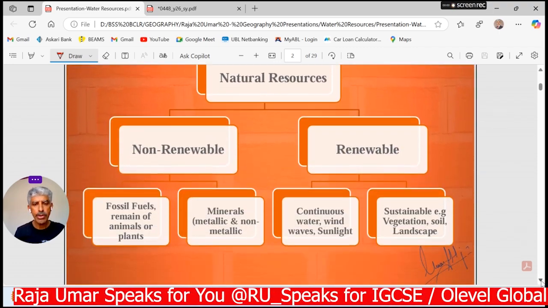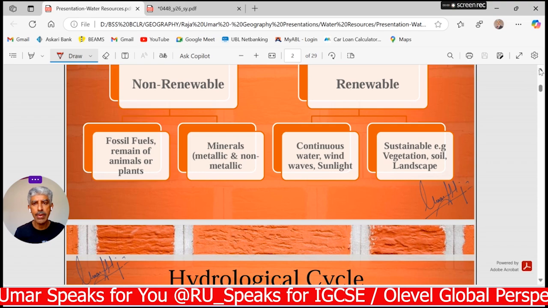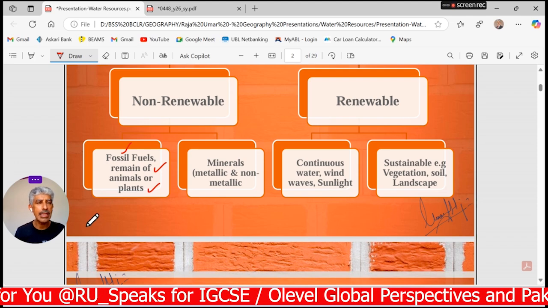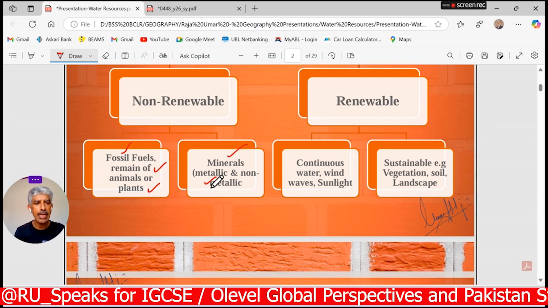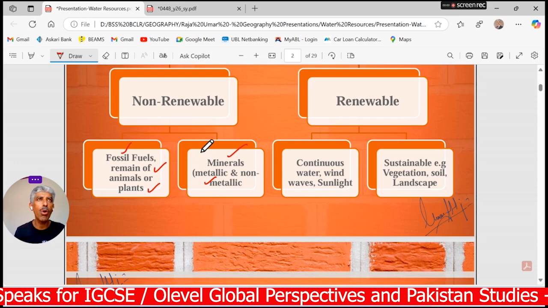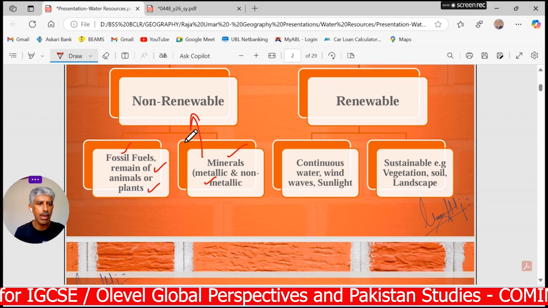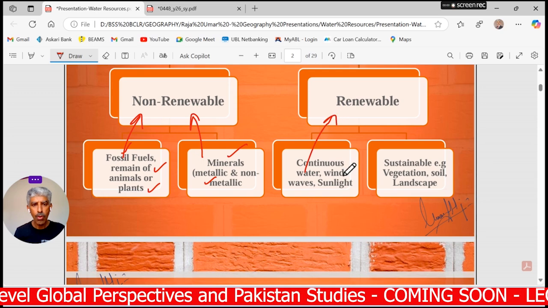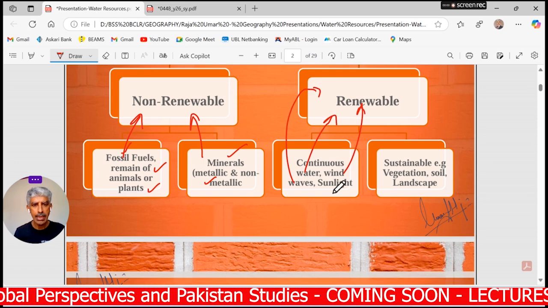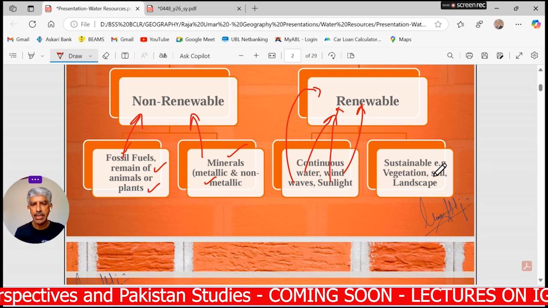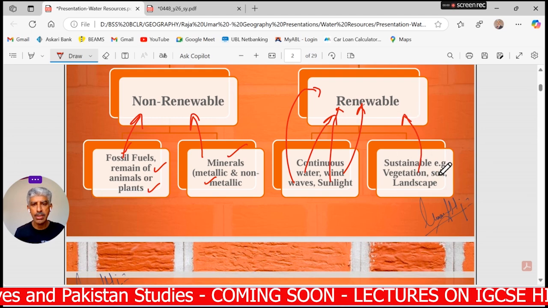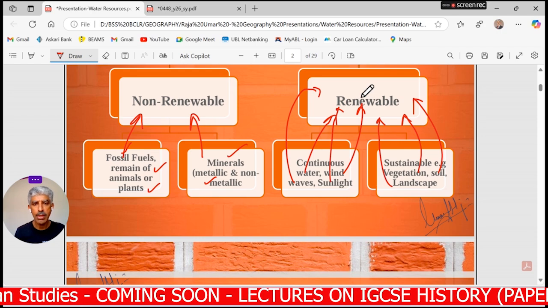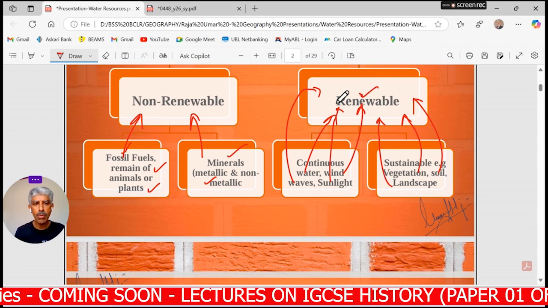Natural resources: renewable and non-renewable. This is quite easy for you all. Whenever we talk about non-renewable resources, they are the fossil fuels, remains of animals and plants buried down, like coal, gas, and oil. And then the other minerals, the metallic and non-metallic minerals. They all may deplete, they all may get exhausted. That's why they are considered non-renewable resources. The renewables: continuous water supply, wind, waves, and sunlight. And the sustainable ones are the vegetation, I mean the forests, the fertile soil, and the flat landscape. All these are considered renewable resources for Pakistan.